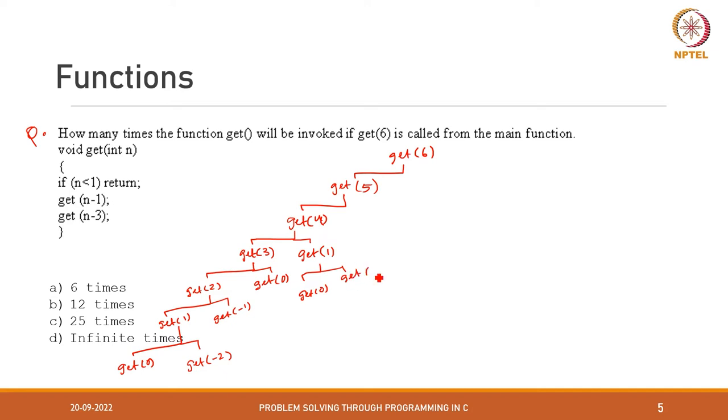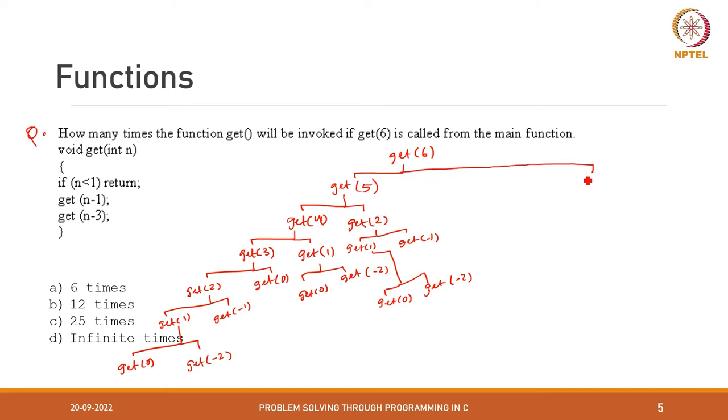Get of 5 would have called get of 4 and get of 2, and get of 2 would have called get of 1 and get of minus 1, and get of 1 would have called get of 0 and get of minus 2. Okay, so we have completely filled up this particular branch. Now the other branch, let me start it from the middle.